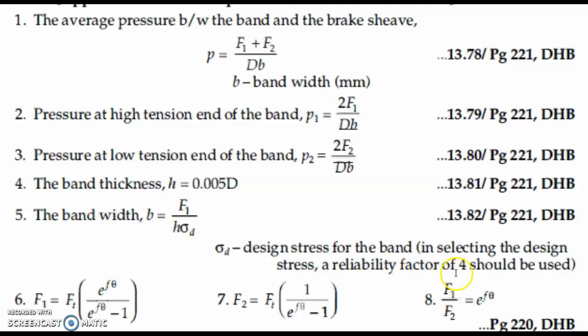Then the last equation, that is the tight side by slack side, F1 by F2 is equal to e raised to mu theta, or e raised to f theta. That is equation number 13.18A in page number 267. So these are the general equations needed for band brake. You have to familiarize yourself with these equations first of all, then we can go for a problem.